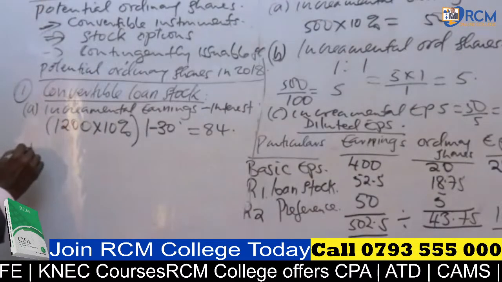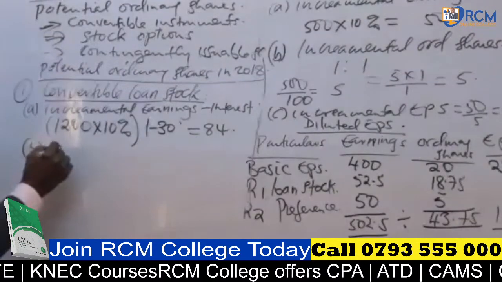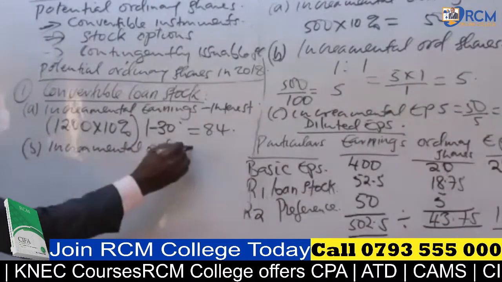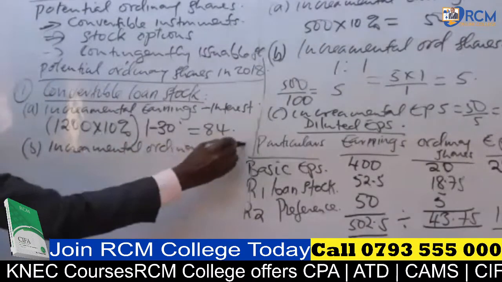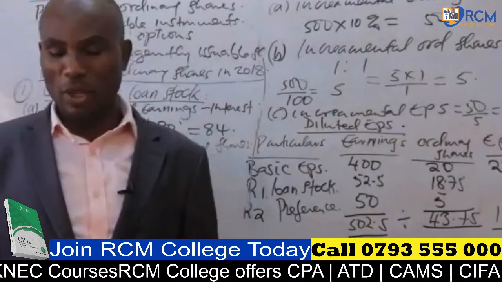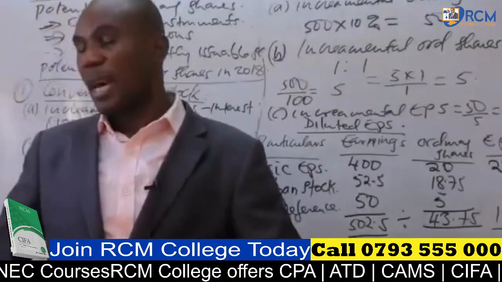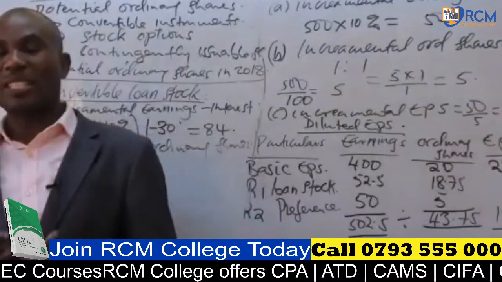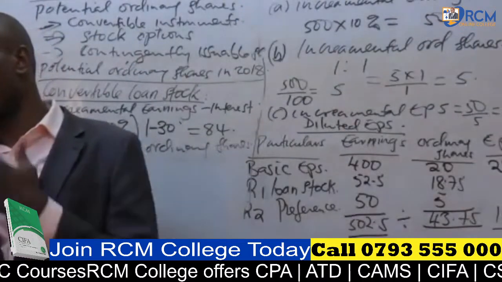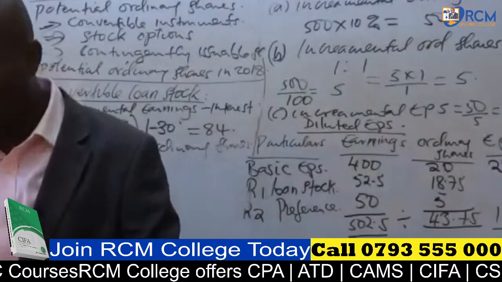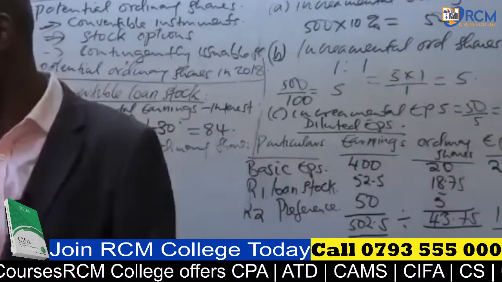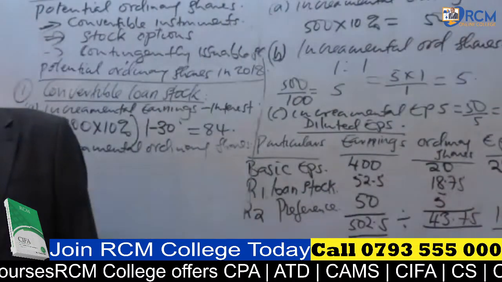Then number B, kindly give me the incremental ordinary shares. Give me the ordinary shares in 2018. How many ordinary shares are we getting from the conversion in that potential ordinary share? You are saying, John Barasa, you are saying 30. Thank you very much. Any other person?